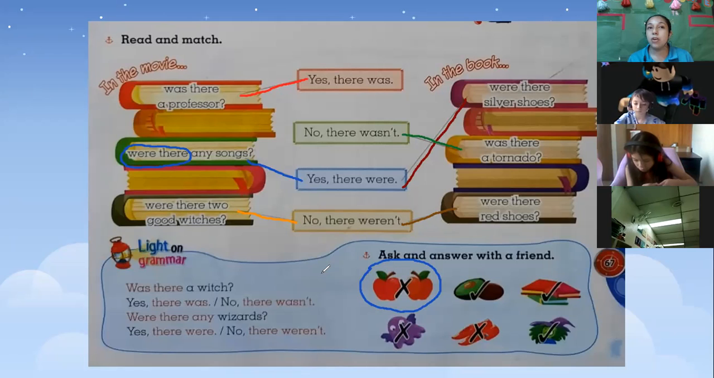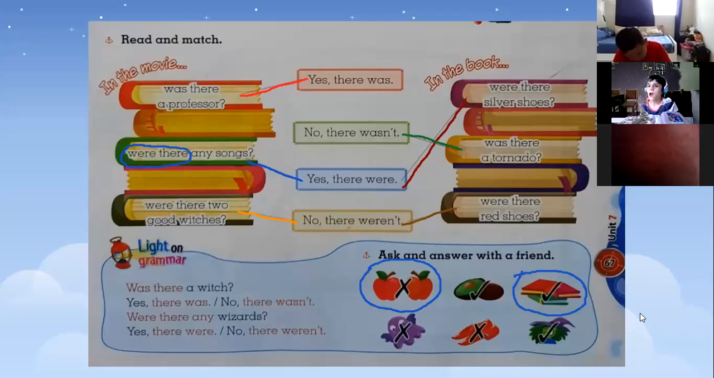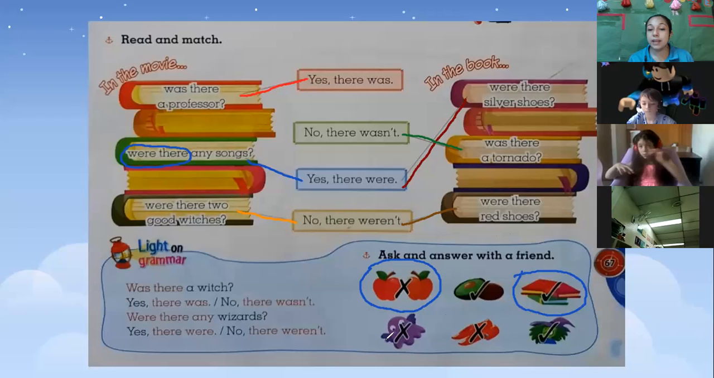Okay, was there an avocado? ¿Había un aguacate? Yes, there was. Exactly, because we talk about only one. Okay, were there any books? Were there any books? What is the answer? Yes, there were. Recuerde que tiene que utilizar oraciones, okay? No solamente decir yes or no.